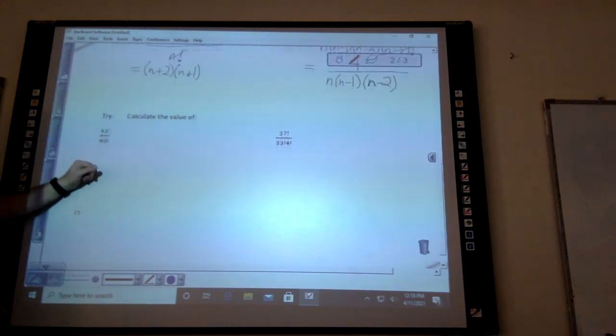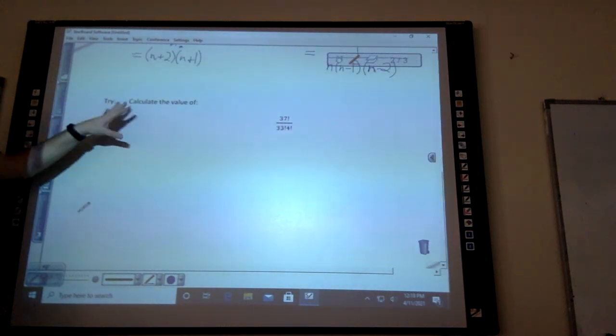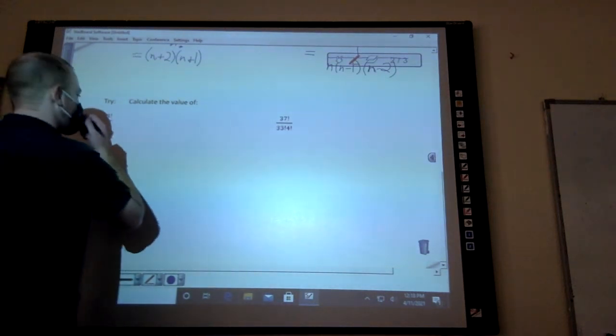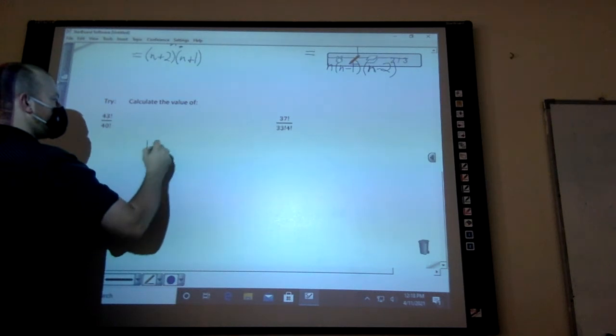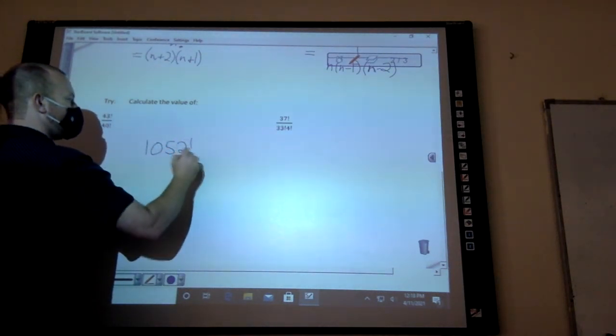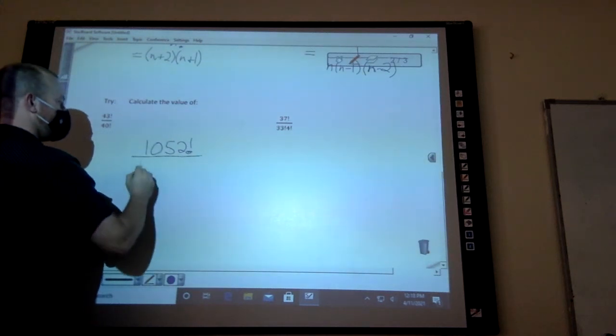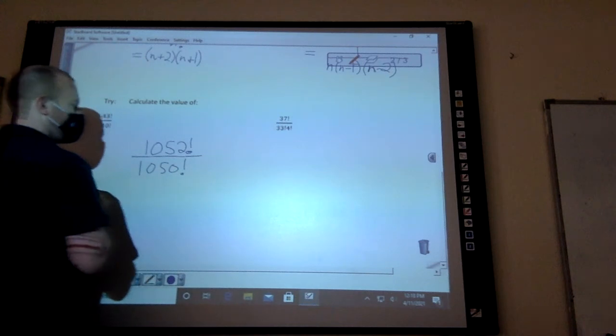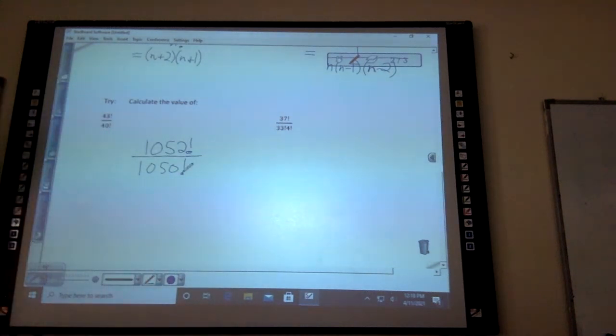So these ones are really easy. You can just plug them into your calculator. The one that I want to focus on is a number like this. So if we did 1052 factorial over 1050 factorial. Try plugging that one in your calculator and see what it gives you. I think those numbers are big enough.